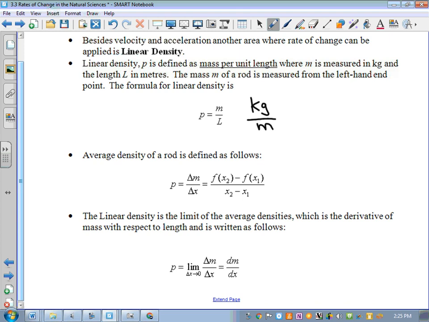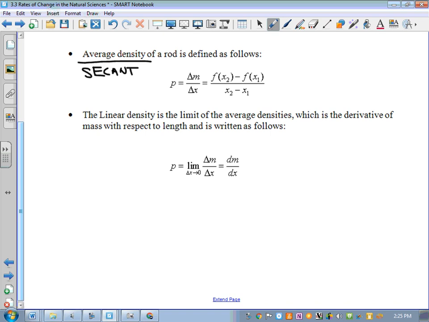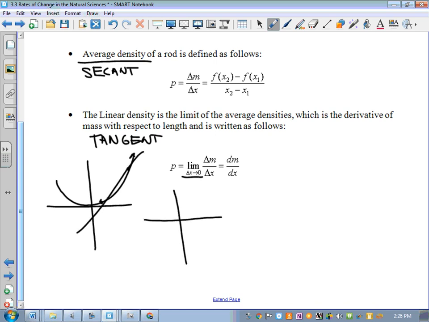Very, very important that a lot of the stuff we've talked about previously comes home when we talk about the application. Average density, I just want to write underneath it, is basically a secant line. And then the linear density at a specific point is the tangent line. It is that idea that with this limit, as delta x approaches 0, we are going from connecting two distinct points to form a secant line versus finding the slope at a single point, which we would call a tangent line. It doesn't quite connect there, but close enough.